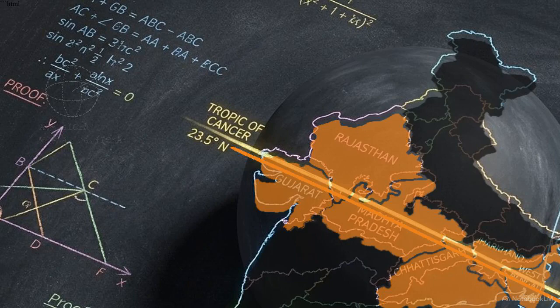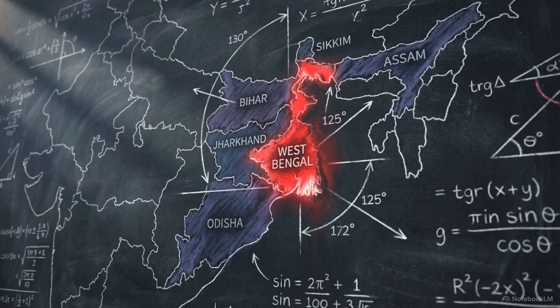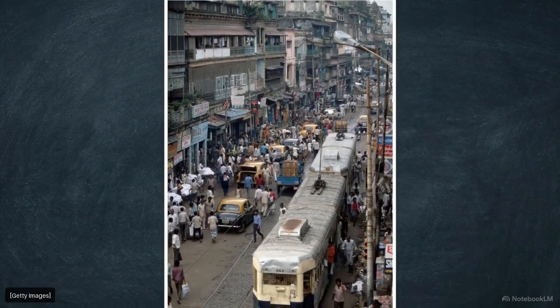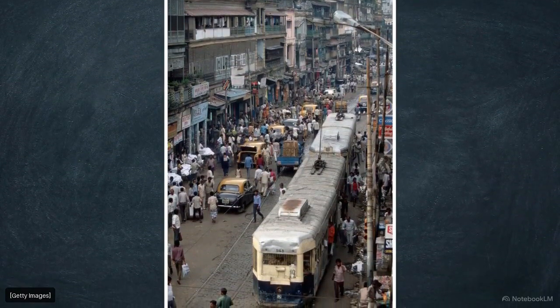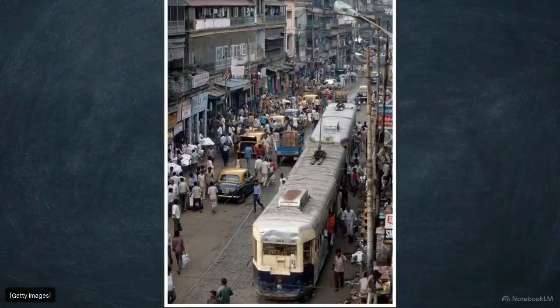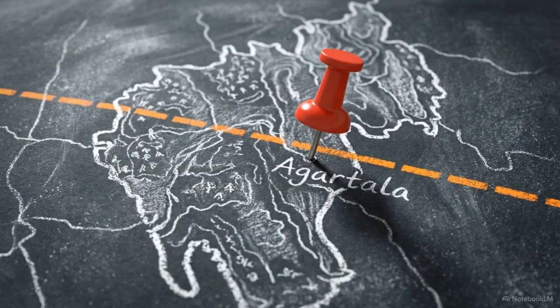The vector also reveals a demographic anomaly. Out of all 8 states on this mathematical line, West Bengal, captured here in Kolkata, holds both the highest total population and the highest population density. Just as Muscat was the closest national capital, the state capital situated closest to the Tropic of Cancer in India is Agartala, located in Tripura.